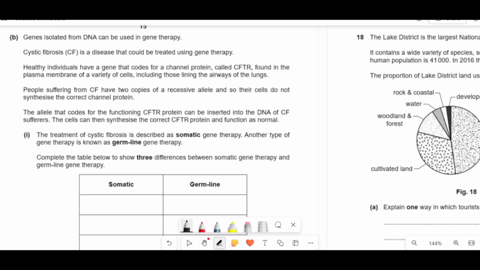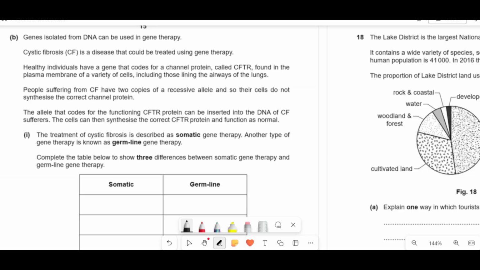Genes isolated from DNA can be used in gene therapy. Cystic fibrosis is a disease that can be treated with gene therapy. Healthy individuals have a gene that codes for a channel protein called CFTR found in the plasma membrane of a variety of cells, including those of the airways of the lungs. People suffering from CF have 2 copies of a recessive allele, so their cells do not make the right channel protein. The allele that codes for the functioning CFTR protein can be inserted into the DNA of CF sufferers. The cells can then synthesize the correct CFTR protein and function as normal. The treatment of cystic fibrosis is known as somatic gene therapy.